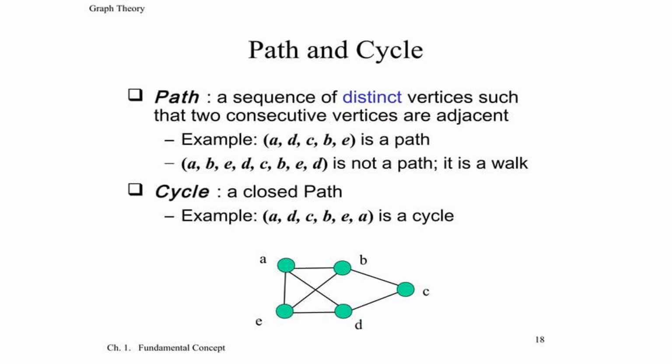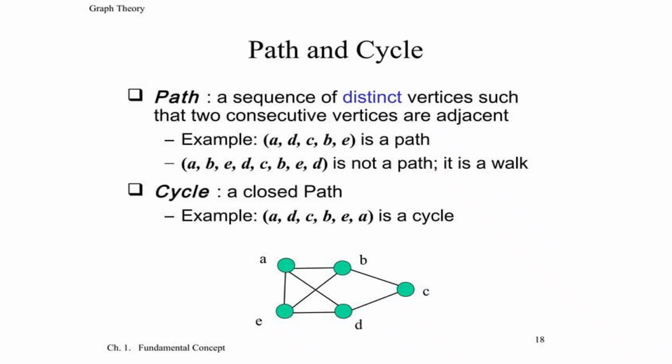It is a sequence of vertices where two important things are true. First, every two consecutive vertices in the sequence are connected by an edge. Second, all the vertices in the sequence are different. That means you never visit the same vertex twice. Example, look at the slide.